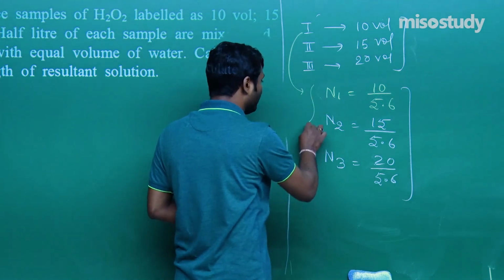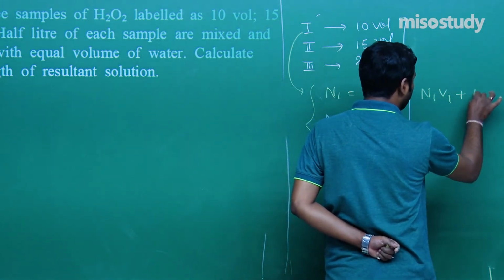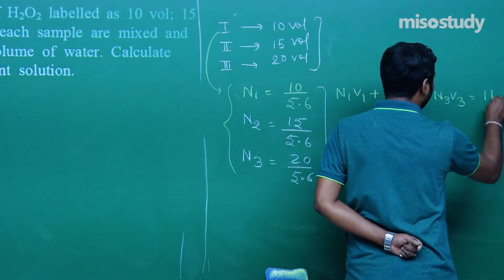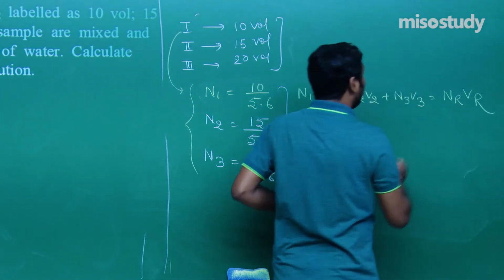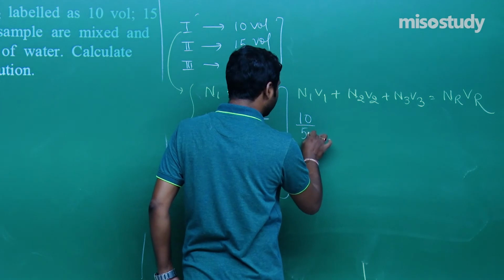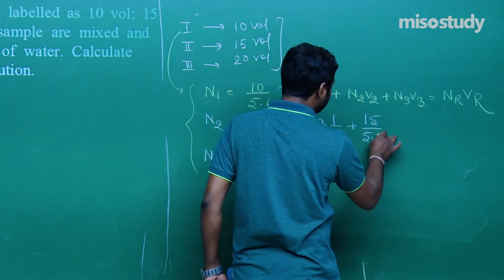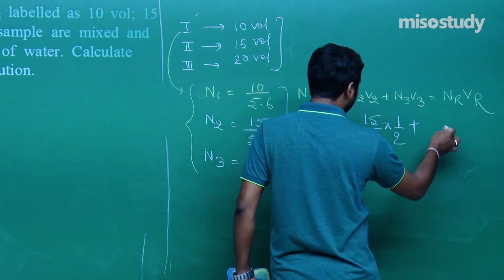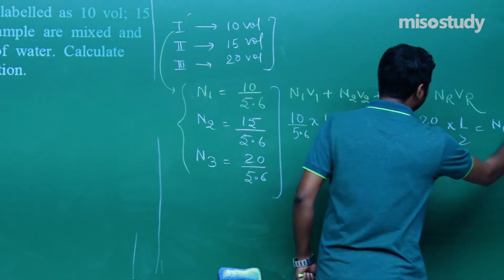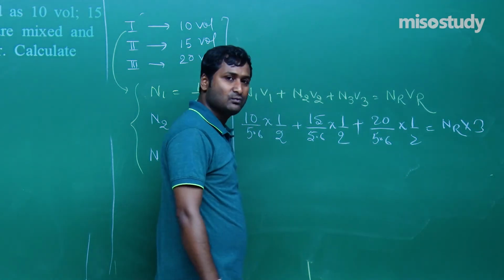Now these are mixed, half liter each, and we know the formula N1V1 plus N2V2 plus N3V3 is equal to NR VR. We have to find the value of NR. Put 10 upon 5.6 multiplied by 1 by 2, plus 15 upon 5.6 multiplied by 1 by 2, plus 20 upon 5.6 multiplied by 1 by 2. VR, the resultant volume, is 1 plus 1 plus 1, that is 3.